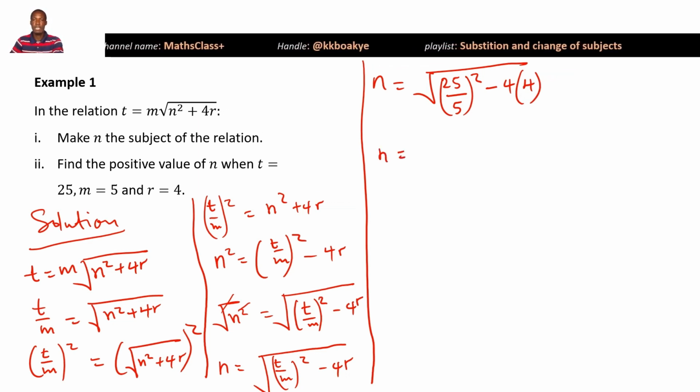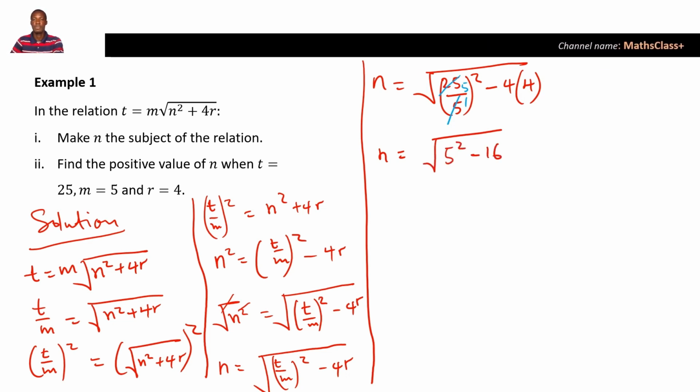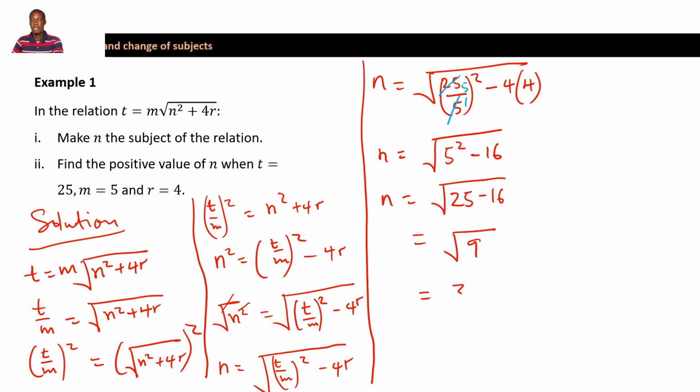Our n becomes, 5 goes into 5 once, goes into 25 5 times. And that will give us root of 5 squared minus 4 is 16. So our n squared will be root of 25 minus 16, and that will give us root 9, which is 3. So our n is equal to 3. It's as simple as that.